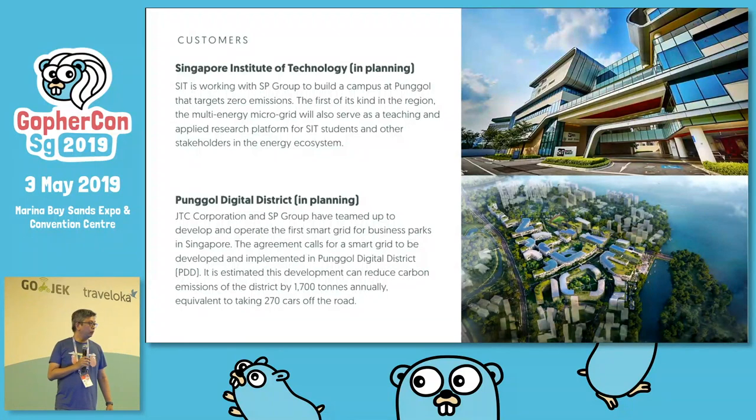Singapore Institute of Technology, which is the fifth university in Singapore. Today, they are distributed over many polytechnics and different places in Singapore. But they are building a new campus in Punggol, and we are the master energy planner for the Singapore Institute of Technology. And we are also the master energy planner for the Punggol Digital District, right? That's the collaboration with JTC. We will be operating the smart grid for business parks in Singapore.